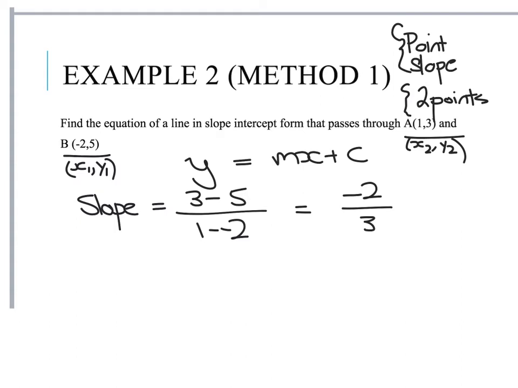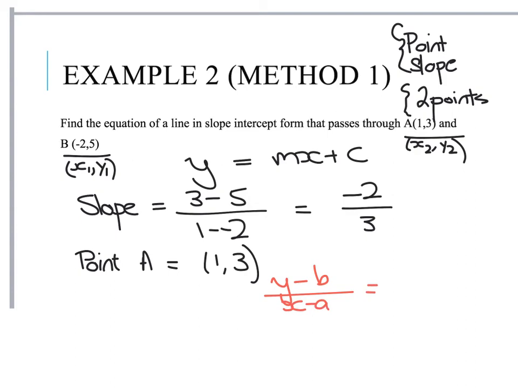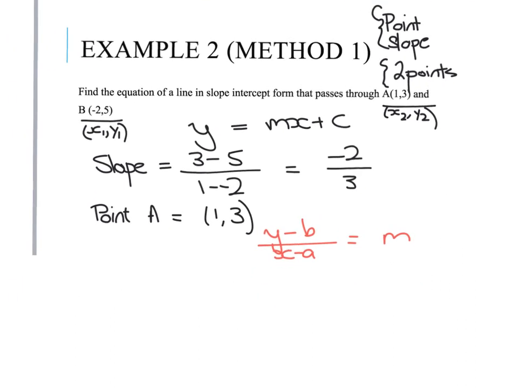So now I can do it the same method as I did last time. I've got a slope and I've got a point. Doesn't matter which point I'm going to use. I'm going to use the point A, which is (1, 3). Then I can use the formula y take b over x take a equals m, which is just the slope formula with a general version of y and x. Substituting in those values, b is 3, so y minus 3 over x minus 1 equals negative 2 over 3.